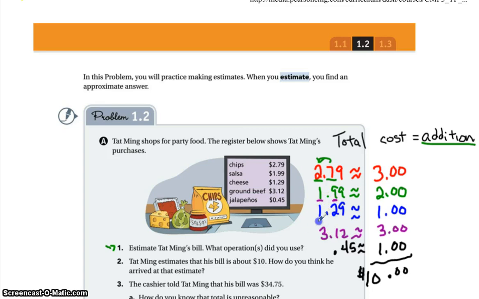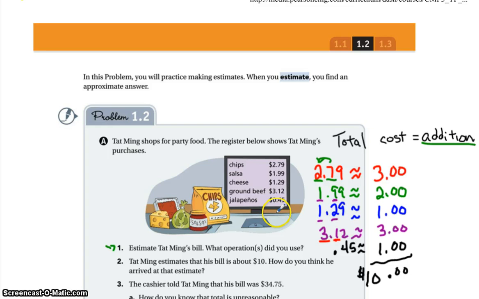Now, for the $1.29, again, I'm looking at the 2. The 2 is less than 5, so this 1 here stays a 1, and then everything else becomes a 0. So $1.29 is actually closer to $1 than it is to $2. And the same thing down here with $3.12. We're going to change this 3. This 3 is what's going to be rounded, and I'm going to use the 1 behind it. So the 1 is less than 5. Therefore, my 3 stays at 3, and everything else turns into zeros.